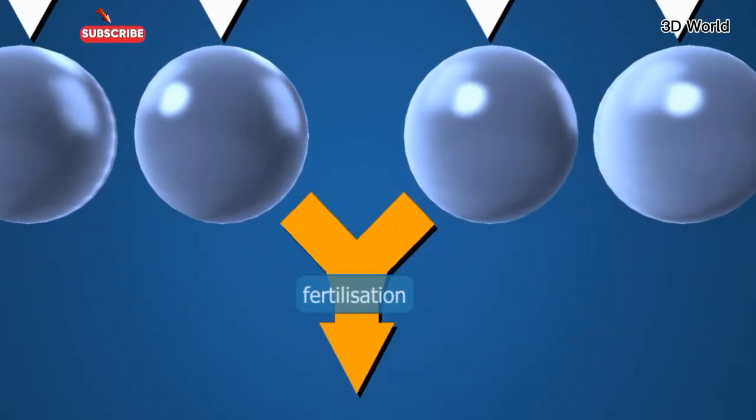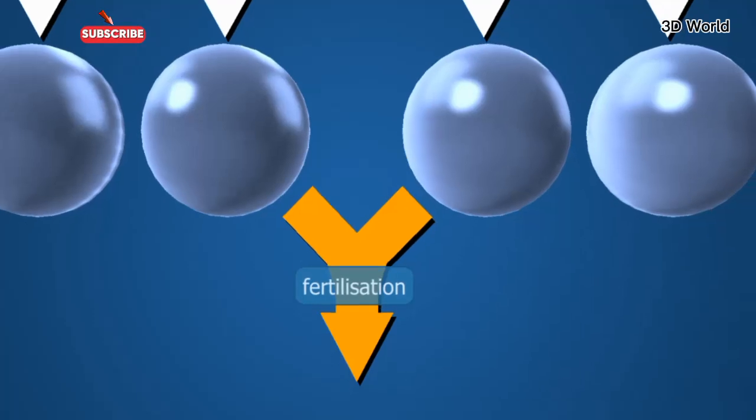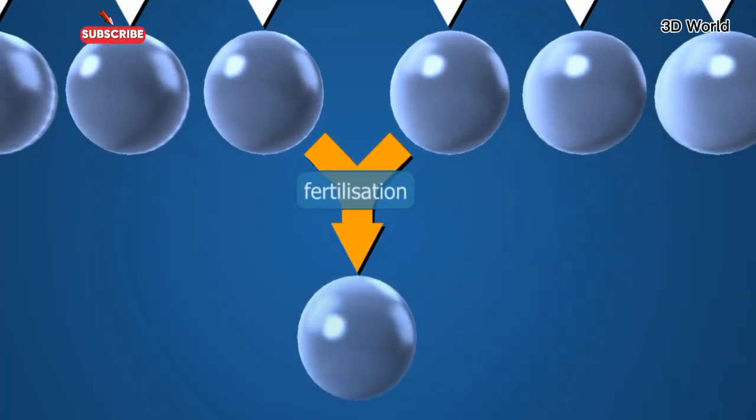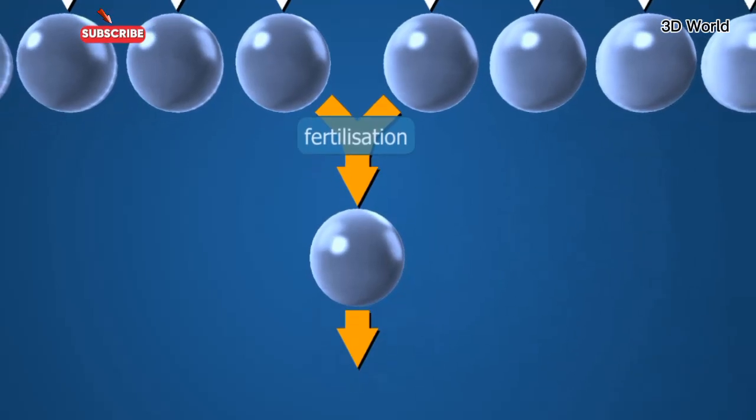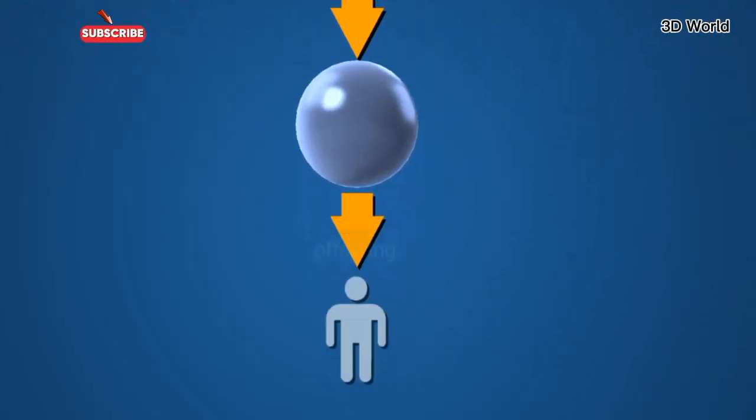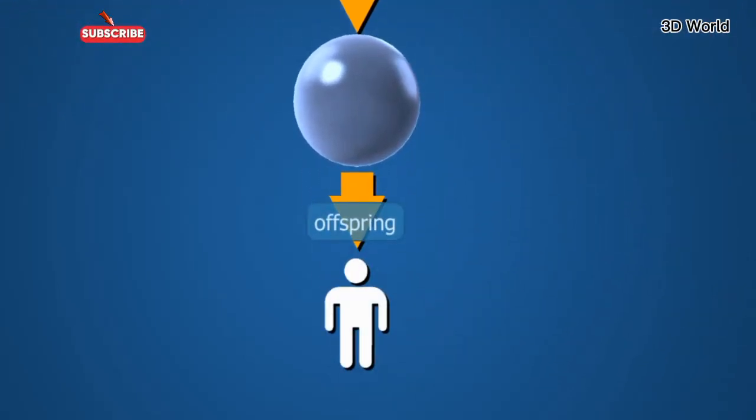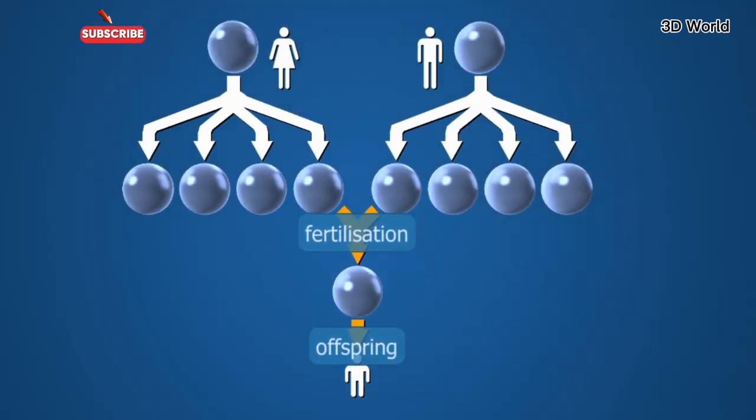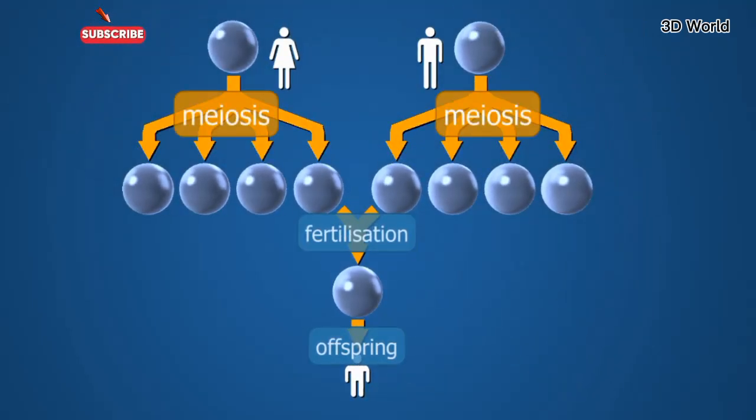During fertilization, the genetic material of the mother and the father is mixed. Haploid gametes fuse to form a diploid zygote. The somatic cells of the offspring are produced from the zygote by a series of mitoses. Meiosis plays a key role in sexual reproduction.